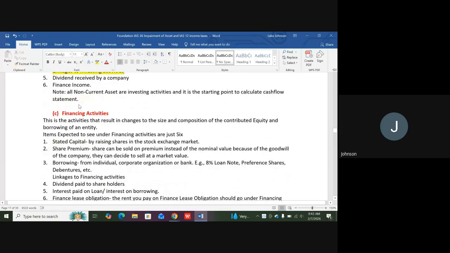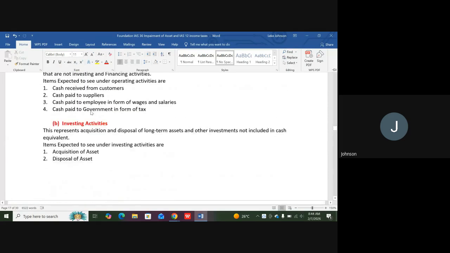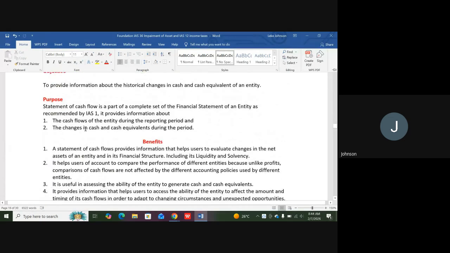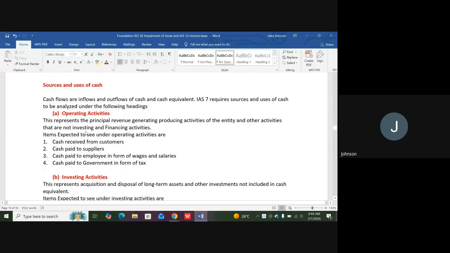So they said, note, all non-current assets are investing activity, and it is the starting point to calculate cash flow statement. Now we are done with the operational activities, right? We've done the operational activities, which involve the cash we receive from customers, cash we pay to suppliers, cash we pay to employees in form of wages and salaries, cash we pay to government in form of taxes.